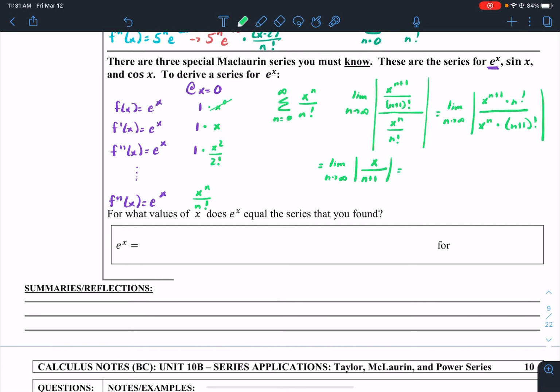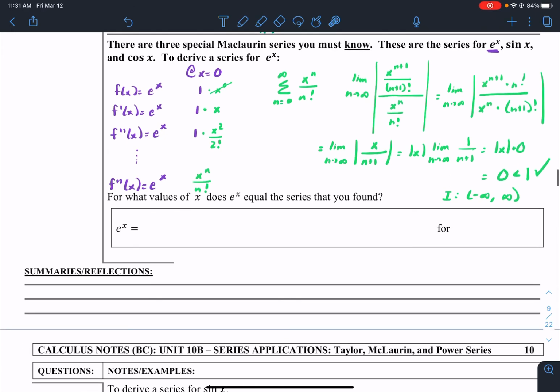So the x I can factor out, and the limit as n approaches infinity of 1 over n plus 1 is going to be 0. So you're dealing with the absolute value of x times 0, which is of course 0. But with the ratio test, you want it to be less than 1. That's always less than 1. So the interval of convergence for this is everywhere, right? It's negative infinity to infinity.